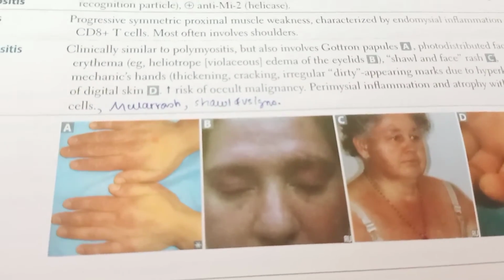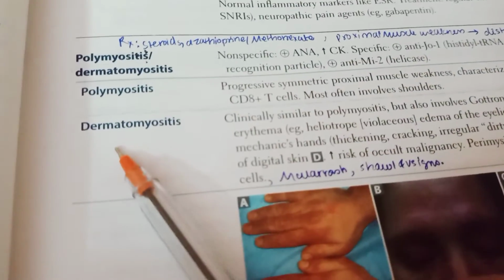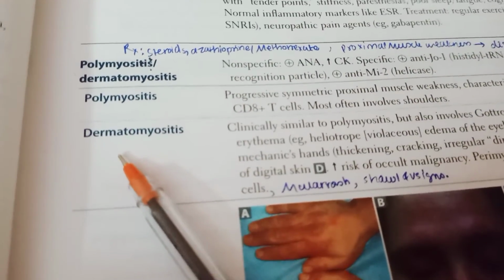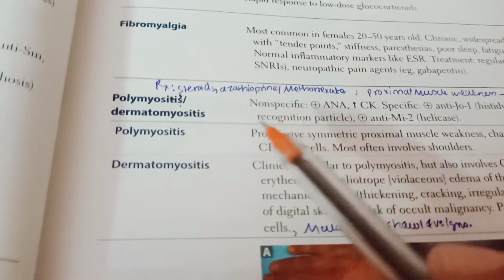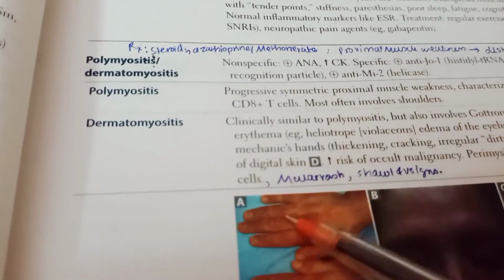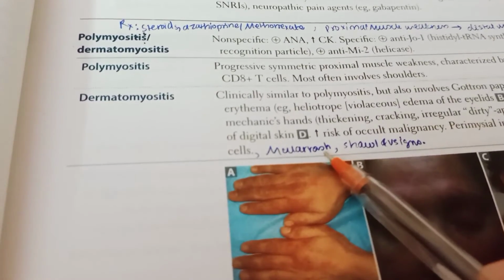So there's also increased risk of malignancy in these patients. Here the problem is, in dermatomyositis, the perimysium is getting inflamed. Here, in polymyositis, the endomysium is getting inflamed. So there is also atrophy. In polymyositis, CD8 positive T cells; in dermatomyositis, CD4 positive T cells. And there is a macular rash, shawl and V signs.